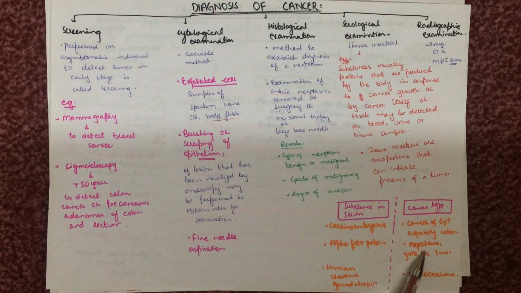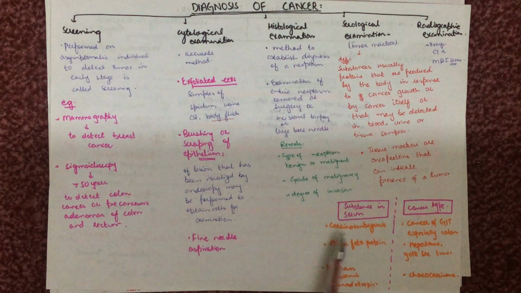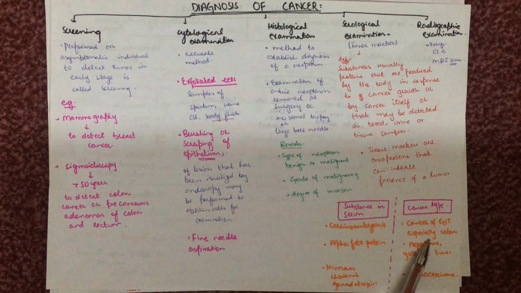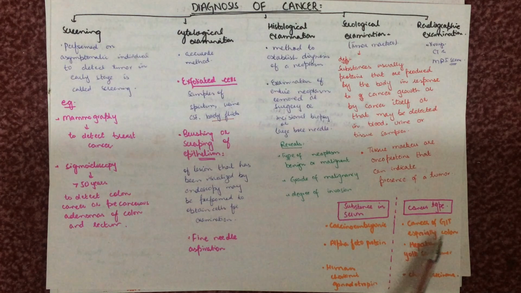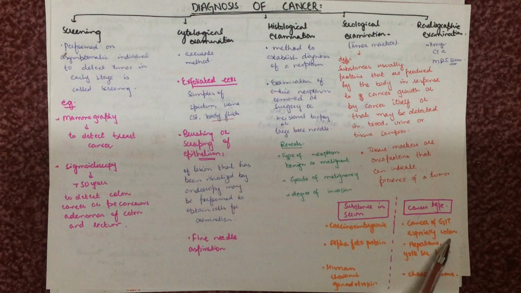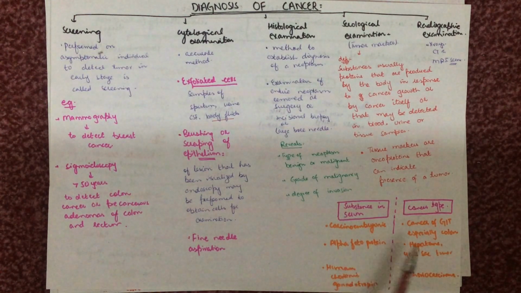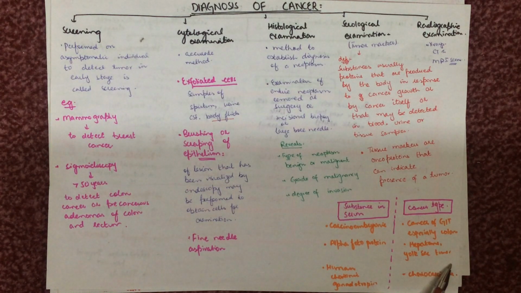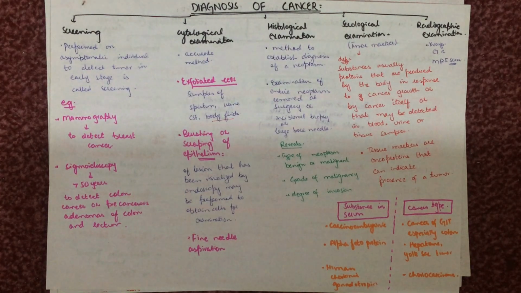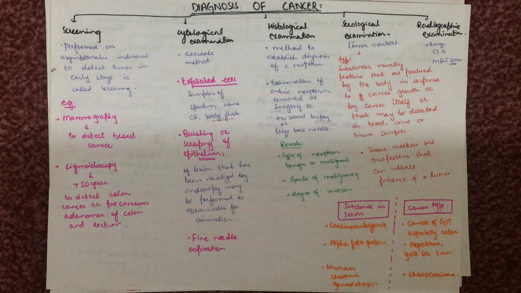Substance in serum or cancer tissue, if substance is present in serum, for example carcinoembryonic antigen. So what type of cancer it will cause? It will cause cancer of GIT, especially colon. Alpha fetoprotein will cause the hepatoma and Yolk sac tumor, and human chorionic gonadotrophin will cause the choriocarcinoma. The last method through which the diagnosis of cancer can be done is radiological examination. For example, X-ray, CT scan, and MRI scan.